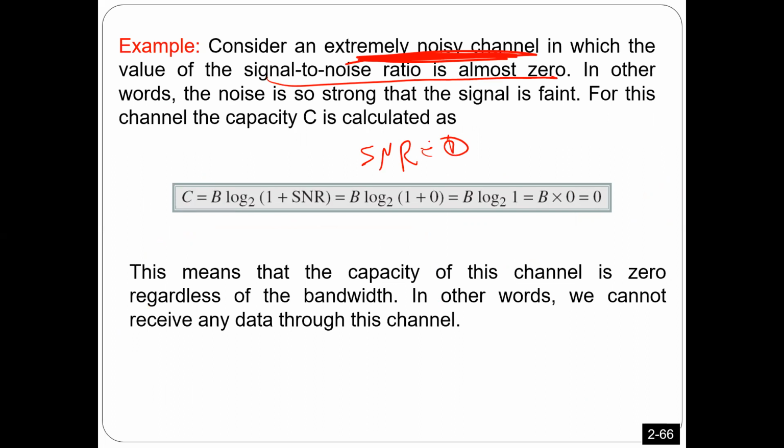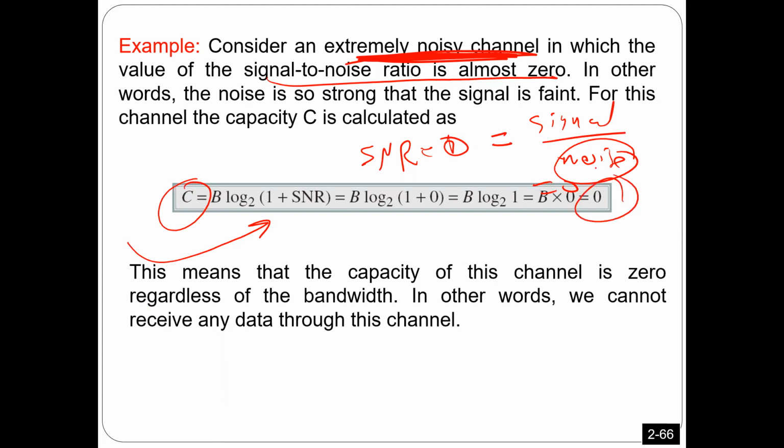Remember, I told you the signal to noise ratio is the energy of the signal divided by the energy of the noise. So when this is close to zero, that means there is too much noise. Anyway, this is a very extreme example. If I plug into our formula, I will find the bit rate is zero, which makes sense. If we have too much noise, the bit rate becomes zero. That means there is no communication at all.